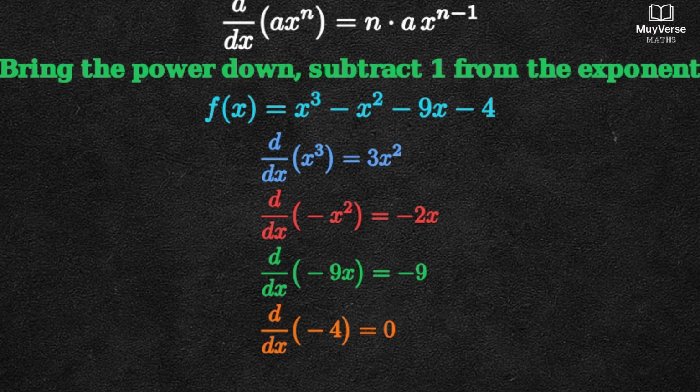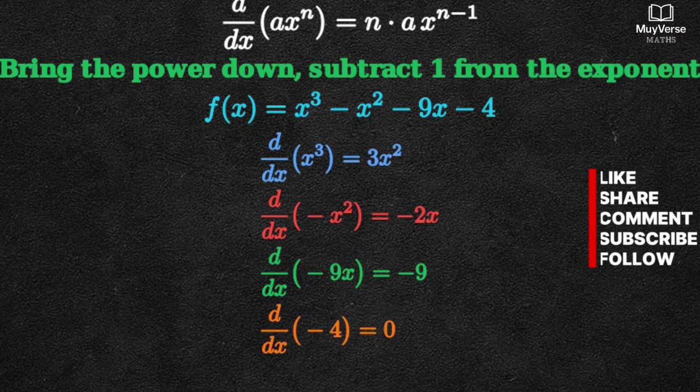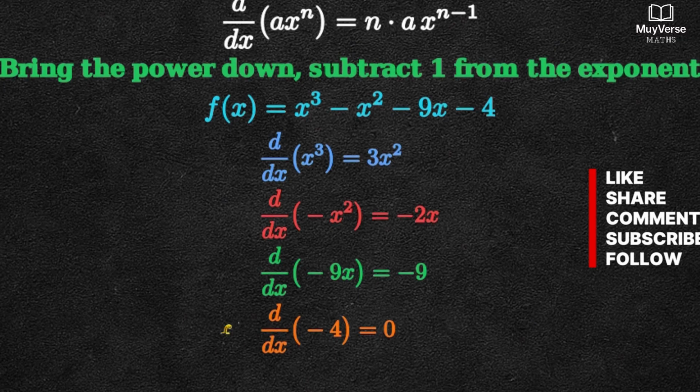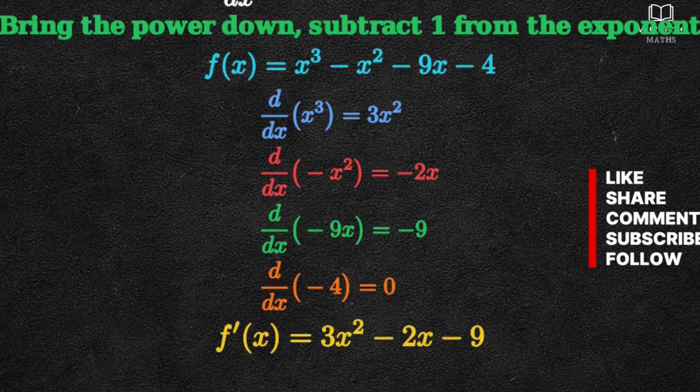Term 3. Derivative of minus 9x is minus 9. Term 4. Derivative of the constant minus 4 is 0. Step 3. Combine the results. The gradient function is f prime of x equals 3x squared minus 2x minus 9.